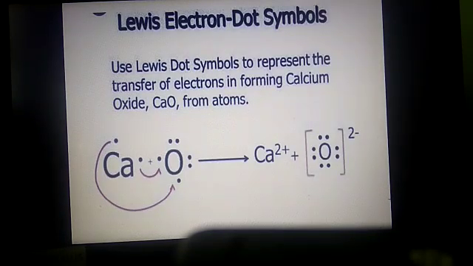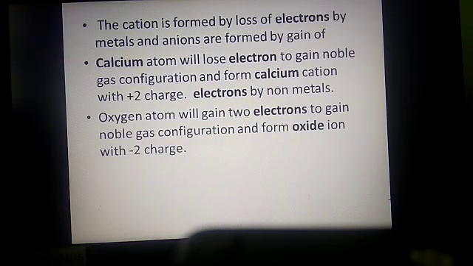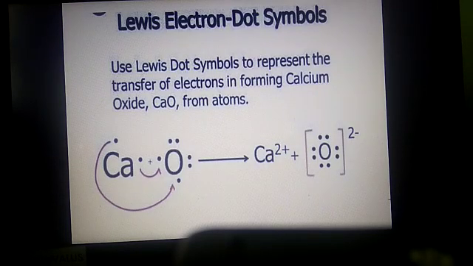See the calcium oxide Lewis dot structure. So, a Lewis dot symbol represents the transfer of electrons in forming calcium oxide. See here, the calcium atom will lose electrons to reach its noble gas configuration and form a calcium cation with a positive charge because it is transferring electrons, and oxygen is receiving electrons and becomes negatively charged. So, it forms calcium oxide.